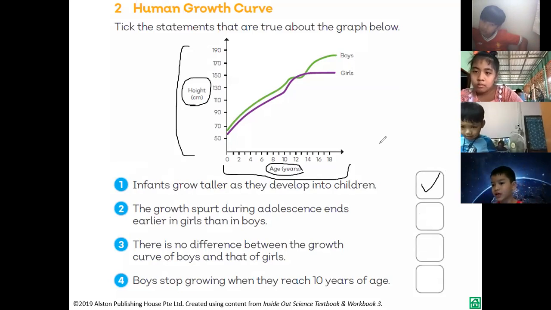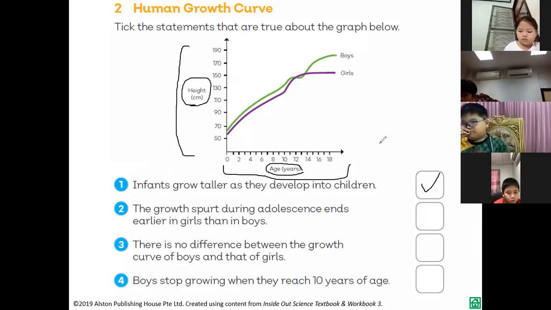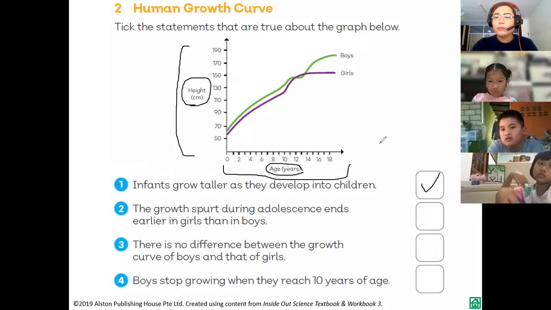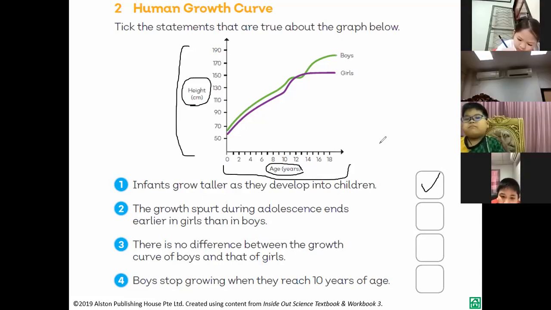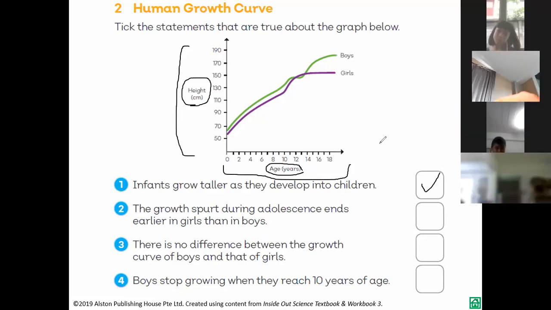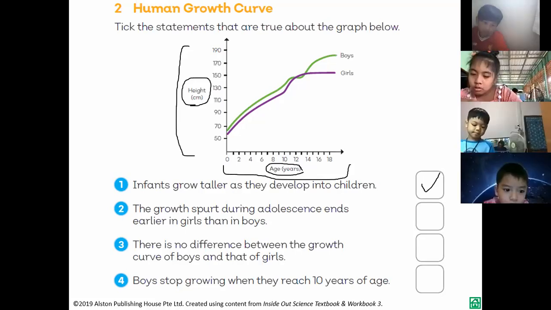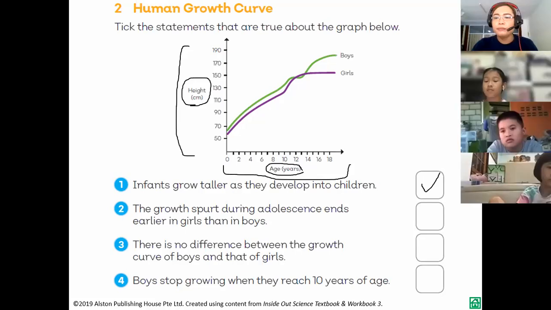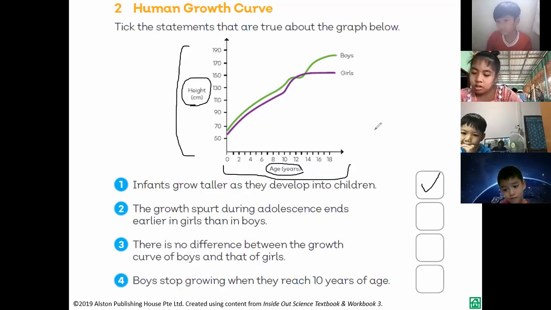All right, number 2. Who would like to read number 2? Raise your hand. No one is raising their hand, so I'm going to call a name. Read number 2.